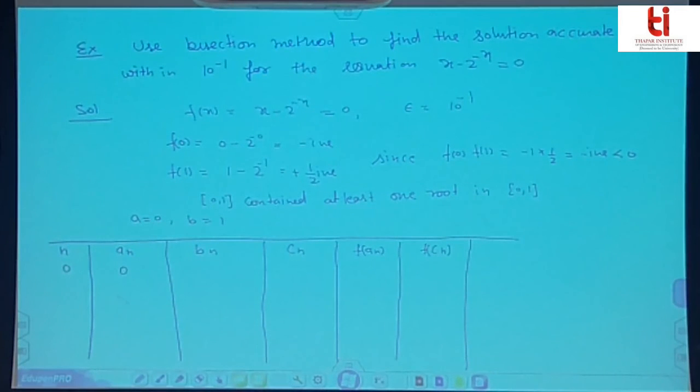So what we got in the starting: a0 is 0, and b value in the starting is 1. The midpoint of this, that means c1, is 0 plus 1 upon 2, that is 0.5. The function value at a0, at 0, we have already computed, that is minus 1. And the function value at 0.5, f of 0.5, is 0.5 minus 2 raised to power minus 0.5. This value is coming out to be minus 0.2071.